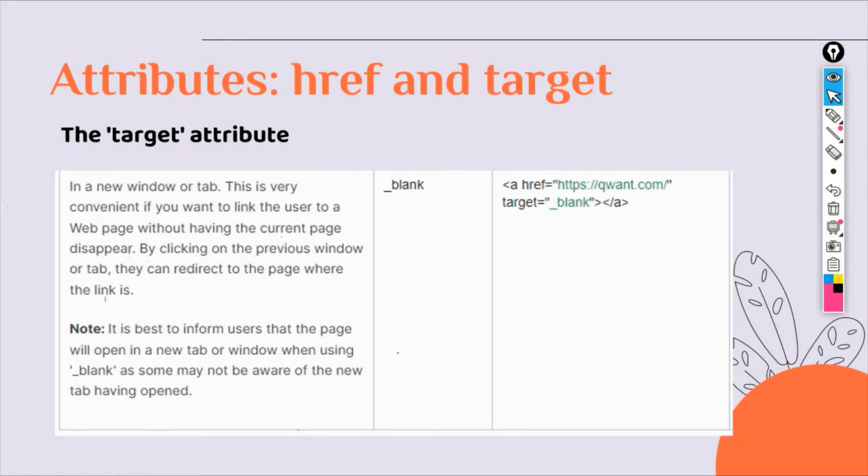This is very convenient if you want to link the user to a web page without having the current page disappear. By clicking on the previous window or tab, they can return to the page where the link is. It is also good to note that it is best to inform users that the page will be opened in a new tab or window when using this attribute value, as some may not be aware of the new tab having opened.